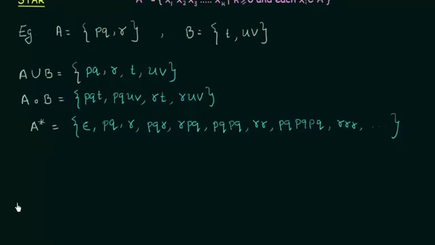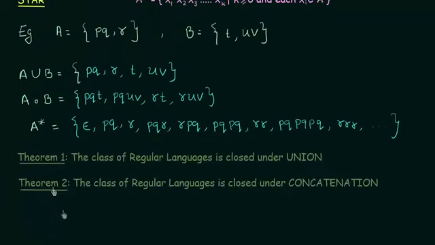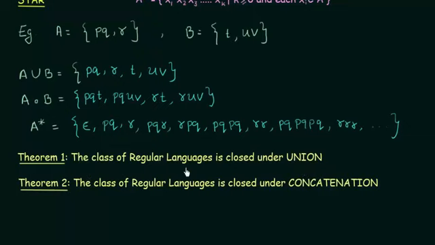Now there are two important theorems that you need to remember, which I will be discussing now. Alright, so here are the two theorems. The first theorem says that the class of regular languages is closed under union. So what does this mean? This means that if A and B are two regular languages, and you perform the union of A and B, then the union of A and B is also a regular language. That means the union of two regular languages is also a regular language. That is what it means.